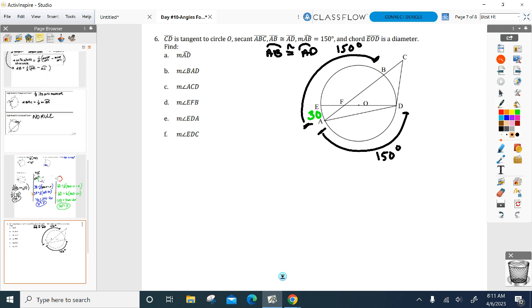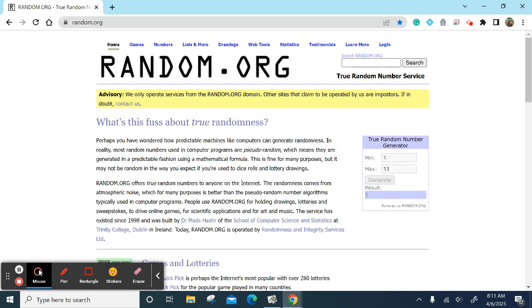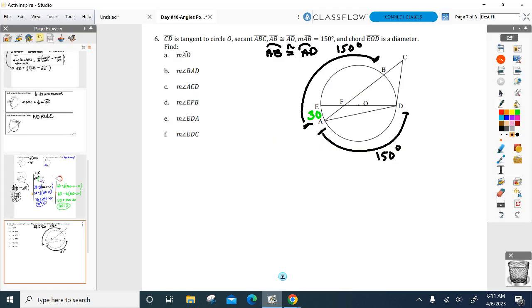Keep going with me. Remember, this arc AB was 150. I know part of it's 30. What's the rest of it then? Keep talking to me here. What's the rest of this arc EB then? I got 30 here, and we were told that that whole thing was 150. 120.